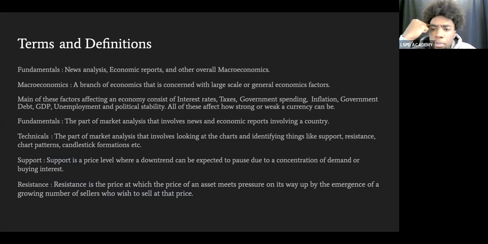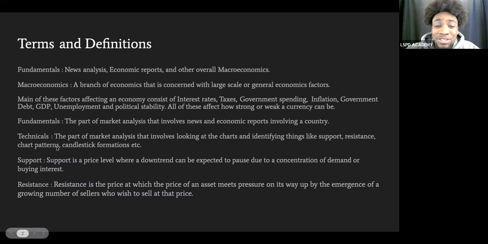That way we're able to make the best trade possible using logic and not just how we feel about things, right? So fundamentals is part of market analysis that involves news and economic reports involving the country.